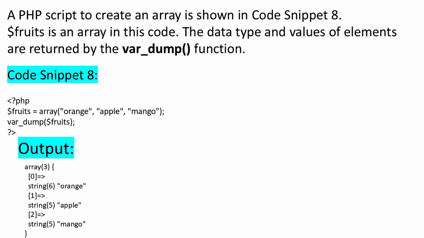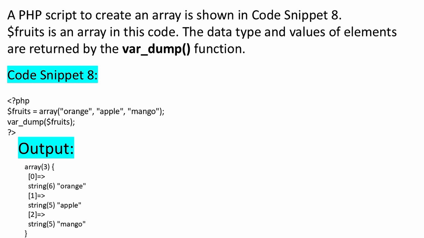This PHP example shows how to create and check an array using the var_dump function. In this code, a variable named fruits is created using the array function. Inside this array, 3 string values are stored: orange, apple, and mango. The array function allows us to keep multiple items inside one variable instead of creating separate variables for each fruit.